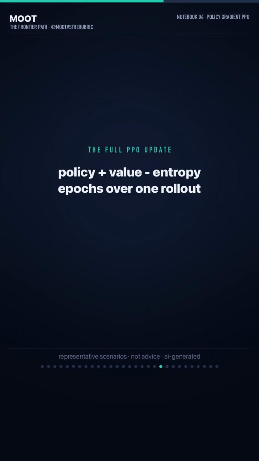The full PPO loss has 3 parts. The clipped policy objective, a value loss training the critic toward the returns, and an entropy bonus, a small reward for keeping the policy uncertain so it does not collapse onto one action too early. And because importance sampling lets us reuse data, PPO runs several epochs over the same rollout, recomputing the ratio each time. 2 more details that matter: it normalizes the advantages before the update, and it clips the gradient norm. Skip the advantage normalization, and PPO gets noticeably shakier.